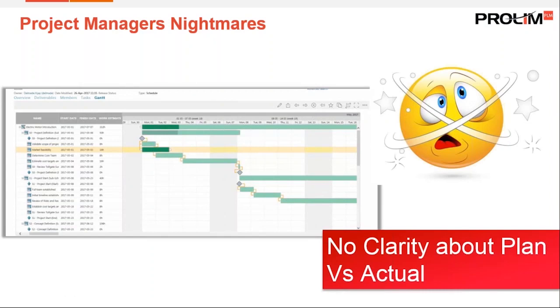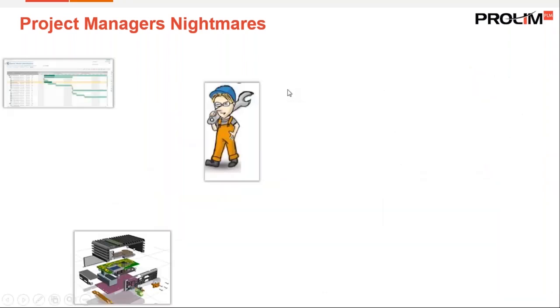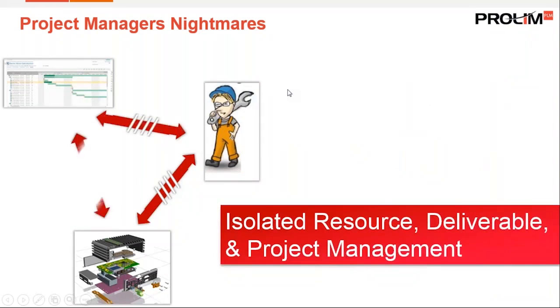And generally there is no clarity, meaning what we planned and against that plan where actually we are today, whether we are on track or we are overshooting the timeline or we are overshooting the cost. And this is one of the major challenges, that generally the resources, deliverables and the project management tool are isolated, and then we need to manually sync the resource management, the deliverables and the project management dashboard.